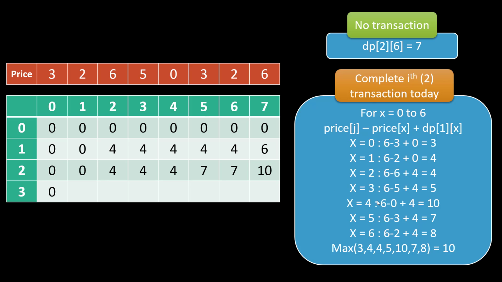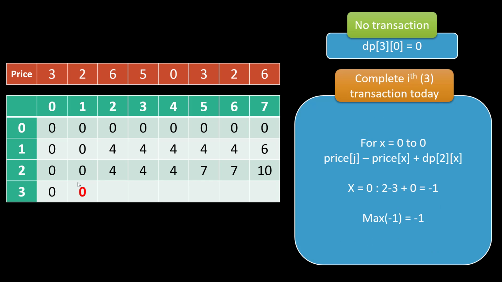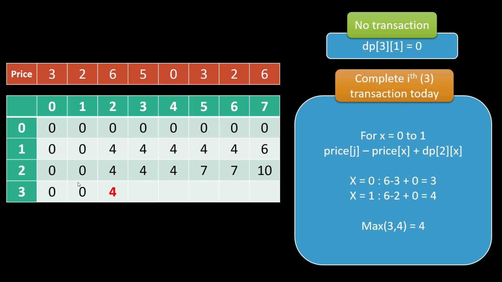I'll suggest you guys dry run this by yourself and match it with the one that I have shown on screen, and you will get a better understanding of how the solution is working. Now let's go to 3. This one is simple. We get 0. When we move ahead, over here we get 4 by considering whether I can transact or not.